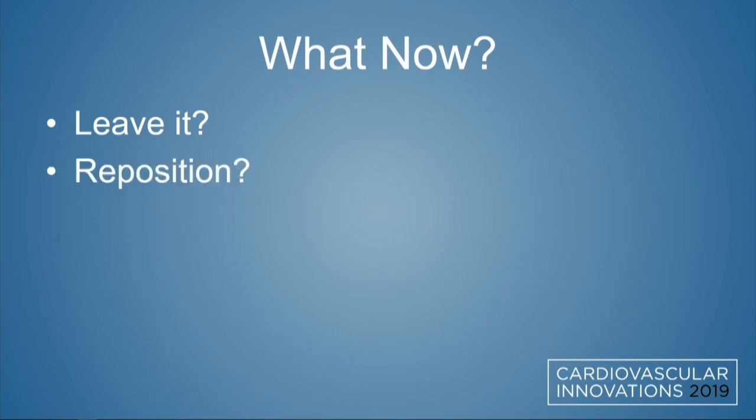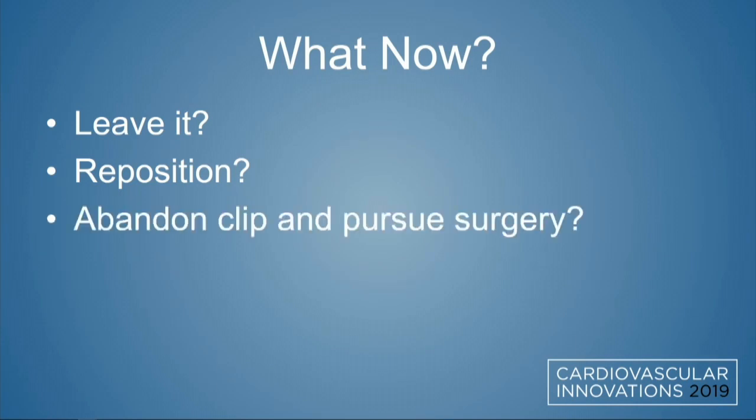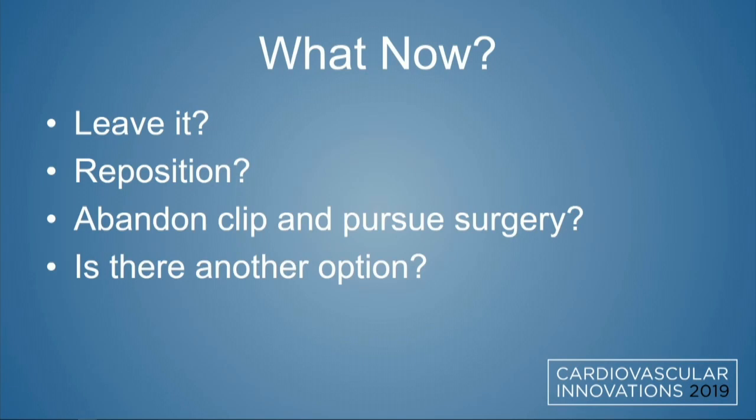There's really no option for reposition. I think you're in the spots you need to be, and there's really nothing else you're going to do to decrease your gradient by regrasping. Is it time to admit defeat and go to surgery? Hopefully not. That would be a shame if we had to do that. So is there any other option?